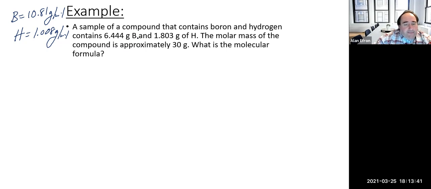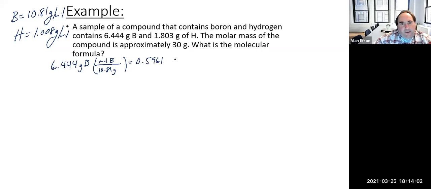So we have the grams of boron, we have the grams of hydrogen. We're going to do our normal process here. We're going to take those grams and convert them into moles, using the molar mass from the periodic table. And if we do that, it looks like 0.5961 moles of boron. We'll do the same thing here for our hydrogen.